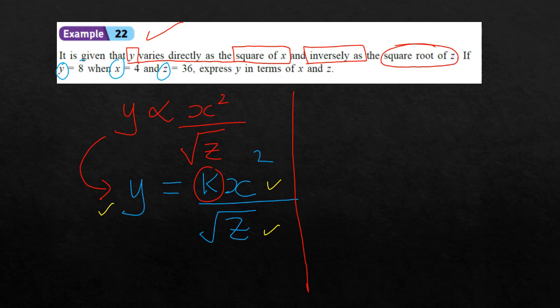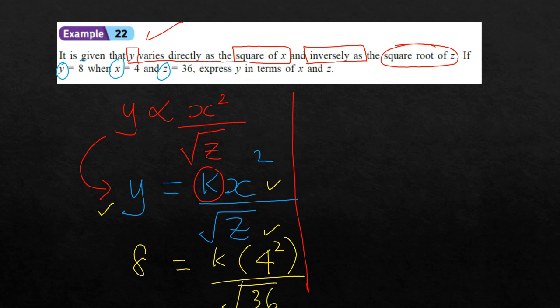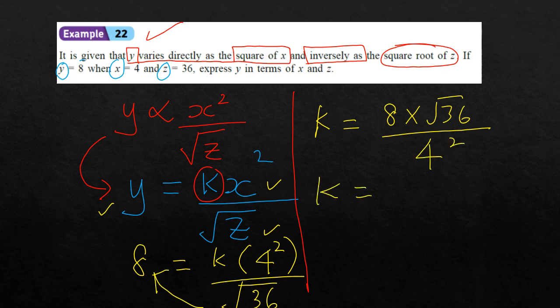So what do you do? You just substitute. Your y is 8. K, you write back because that is what you want to find. Your x is 4 power 2, 4 square, over the square root of your z is 36. So you just find your k. Your k equal to 8 times the 36 and then divide by 4 square. Use calculator. What you'll get? You'll get 3. So with that 3, you can express your y in the term of x and z.